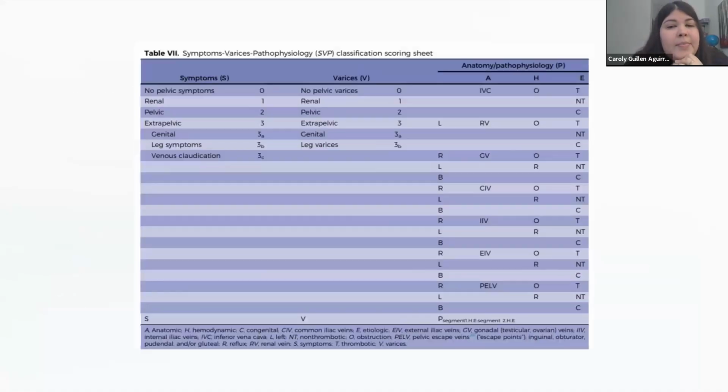And then this is a table that shows how the SVP is scored. So we have here the symptoms, varices, and anatomy, pathophysiology, and etiology. If we look at this table, if there are no pelvic symptoms it is 0, and same for no pelvic varices. If we have renal it is 1, pelvic is 2, extrapelvic is 3, and so on.